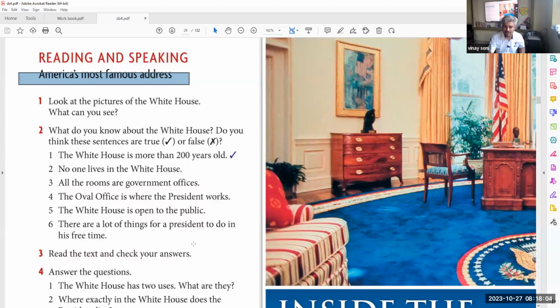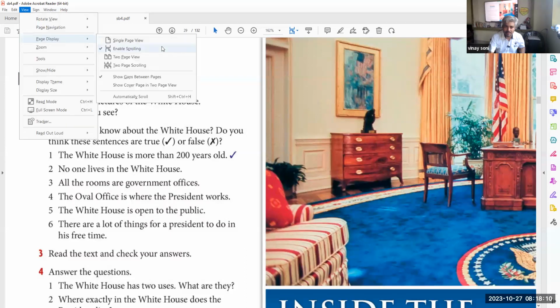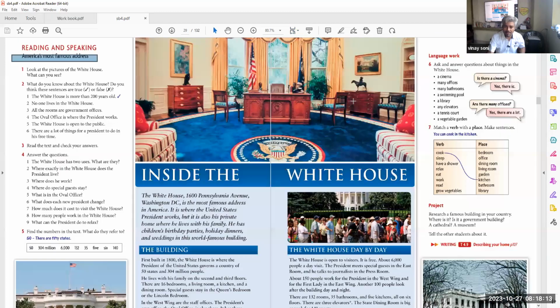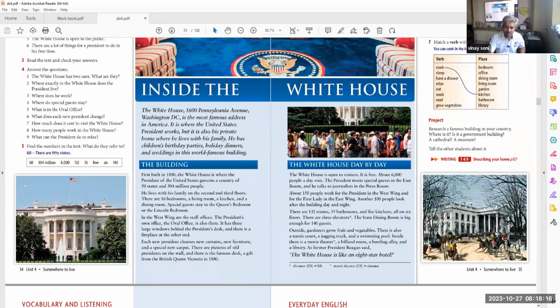Look at the pictures of the White House. What can you see? First of all, look at this picture, the big picture. Here in the corner, the White House. Wow, what a building. Look at these columns. 1, 2, 3, 4, 5, 6. Six beautiful, long, round columns. And there is a big flag on the roof.